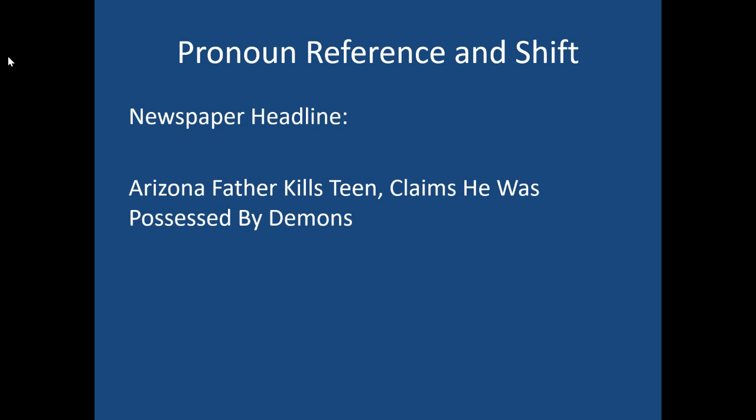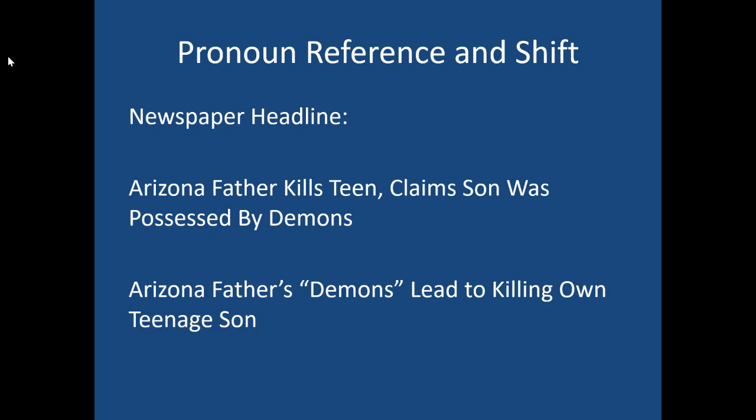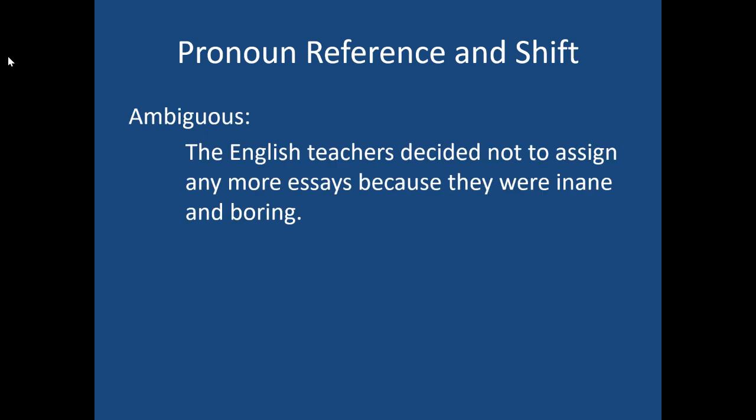So back to this one. Maybe I want to say, "Arizona father kills teen, claims son was possessed by demons." So the son is possessed by demons, so dad kills him. Kind of grim, but there you go. Or I could say, "Arizona father's demons lead to killing own teenage son." And so now the dad is the one who, once again, is killing his own son, and therefore I can kind of revise the sentence that way if I wanted to.